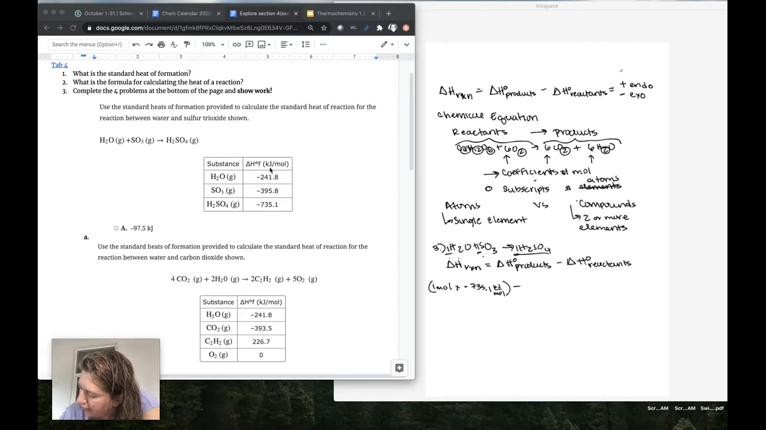And I'm going to subtract that from my reactants, which is water. So my value for water, I have 1 mole of water, and I'm going to multiply that by the value given in the table, which is negative 395.8 kilojoules per mole. I'm going to add that to the other reactant, and my other reactant is that SO3, and there's 1 mole of that times my value from the table, which is negative 735.1 kilojoules per mole.